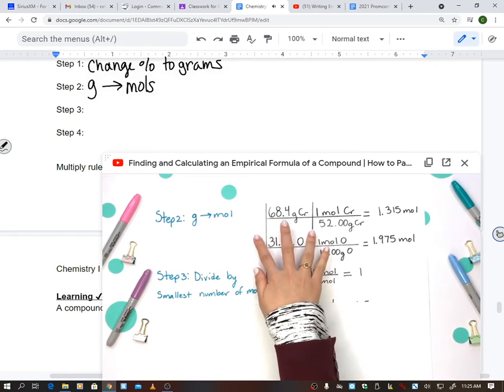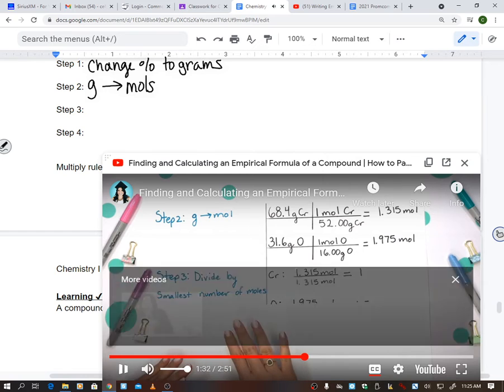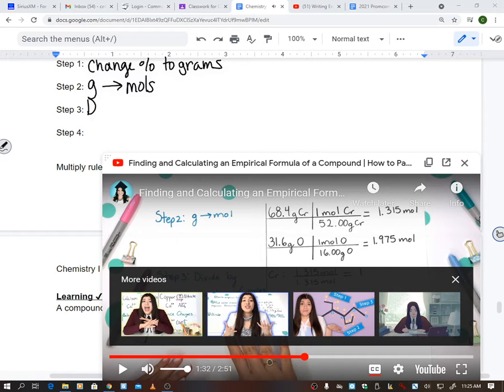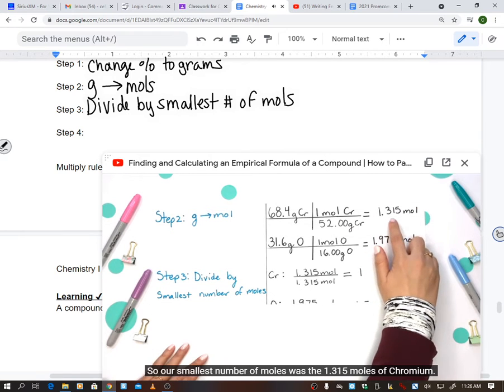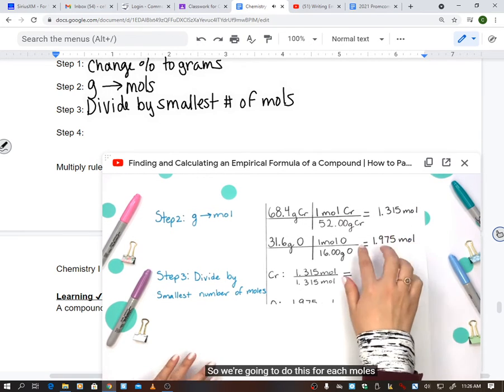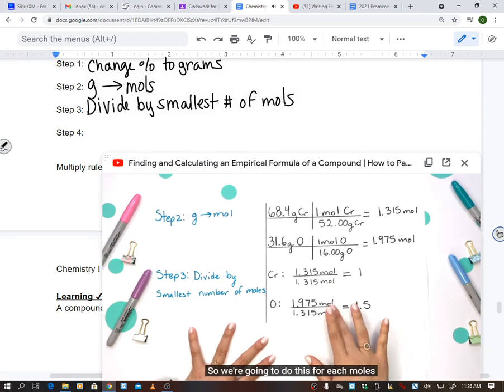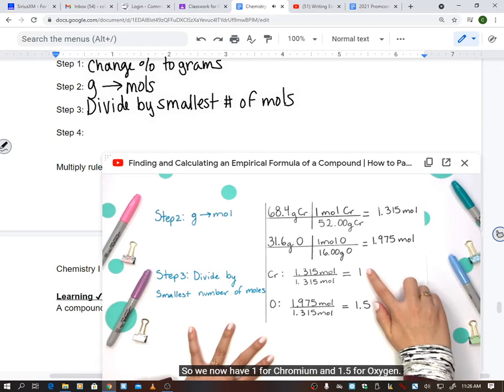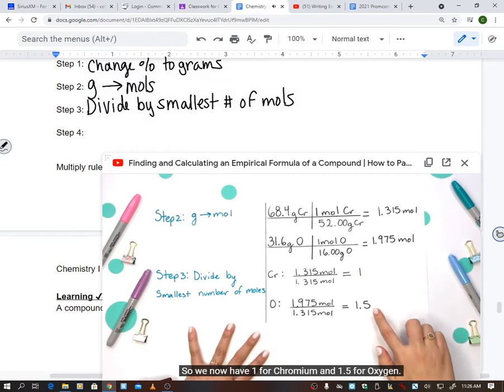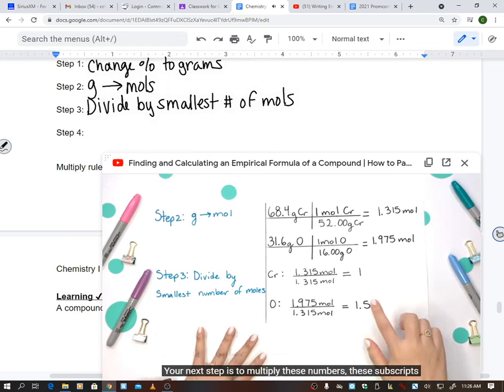Our next step is to divide by the smallest number of moles. So our smallest number of moles was the 1.315 moles of chromium. So we're going to do this for each moles, and that'll just cancel out our moles, and we'll get some sort of subscript. So we now have 1 for chromium and 1.5 for oxygen.